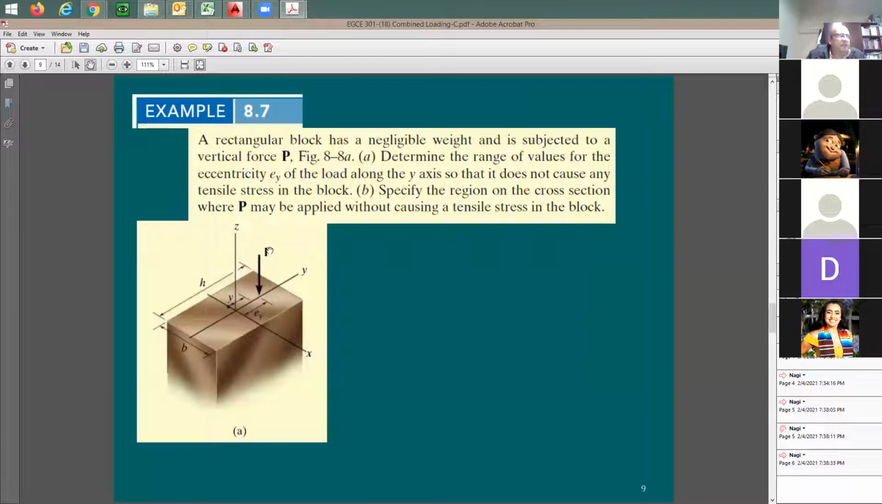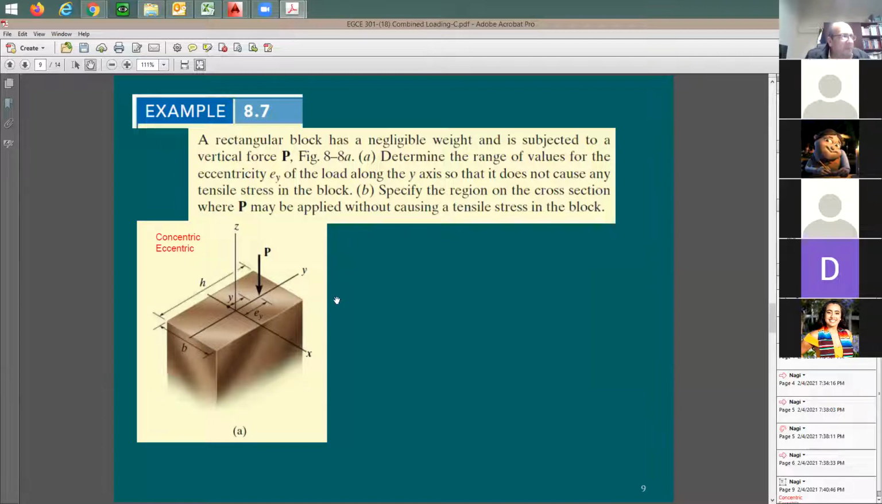Another example, point load, some eccentricity. We call this eccentricity. This is why it says E. E stands for eccentricity. So we have two things. We have concentric and eccentric. We have two terms here that we usually use, concentric and eccentric.